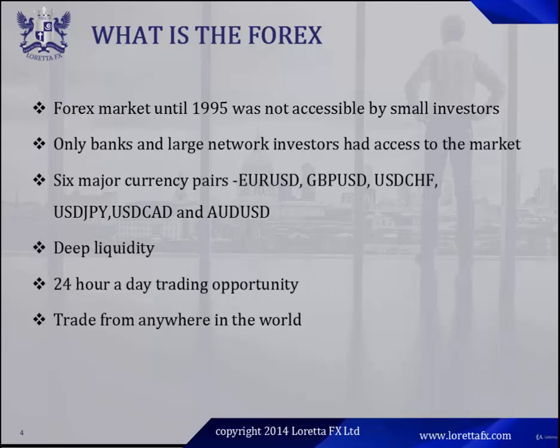The Forex market until 1995 was not accessible by small investors. Only banks and large net worth investors had access to the Forex market. Okay? There are 6 major currency pairs. We have the Euro USD, the GBP USD, USD Swiss, USD JPY, USD CAD, and we have the Australian Dollar USD. Okay, so these are the 6 most traded currency pairs. Now, there are over 60 different currency pairs, but these are the most traded currency pairs.